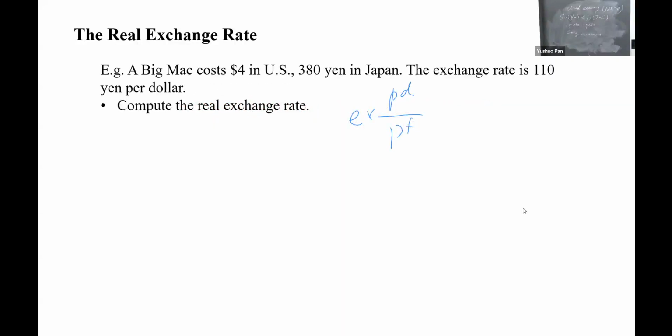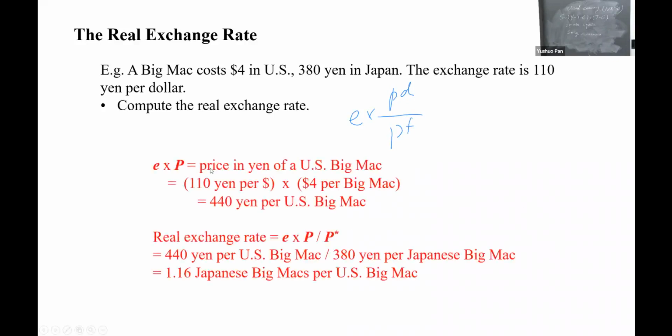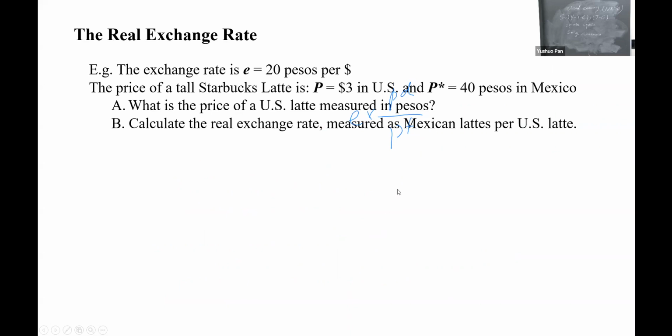What's the real exchange rate? Plug in the numbers. The exchange rate is 110. Also plug in the different price pair. The numerator is the domestic price in US dollars, and the denominator is the foreign currency price. So the result is exactly the same as this one, right?